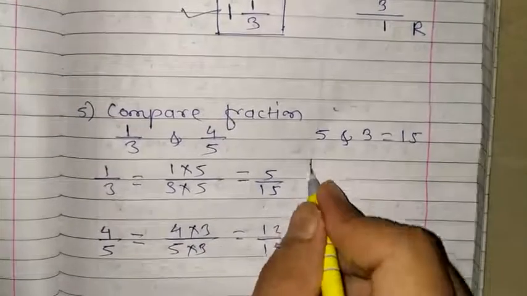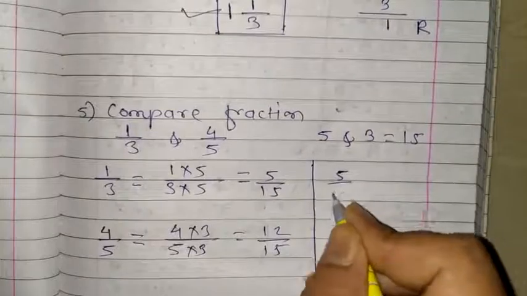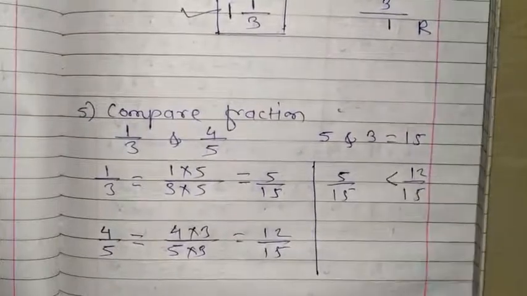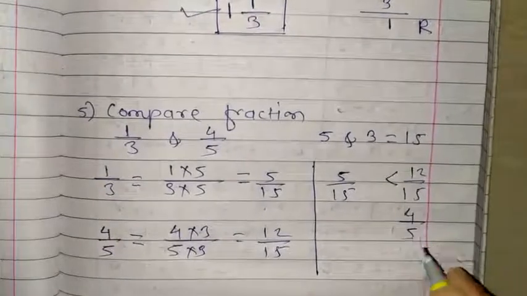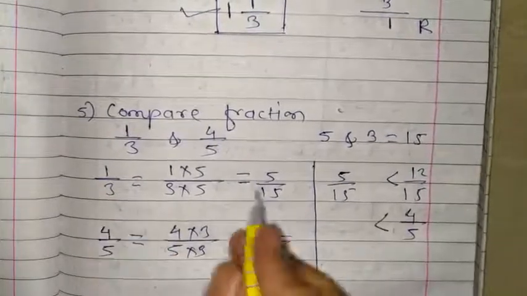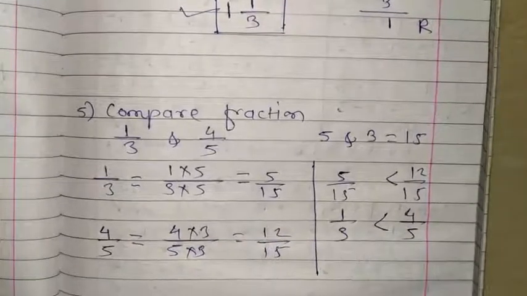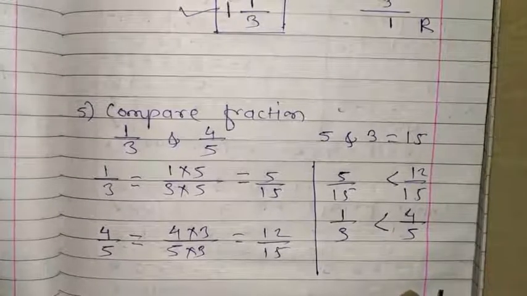Now you are in a position to compare them. 5 over 15 and 12 over 15. Ultimately 12 is greater. So 12 over 15, which is 4 upon 5, is greater than 5 over 15, which is 1 upon 3. In this way you can compare the numbers. You have to check which one is greater and which one is smaller.